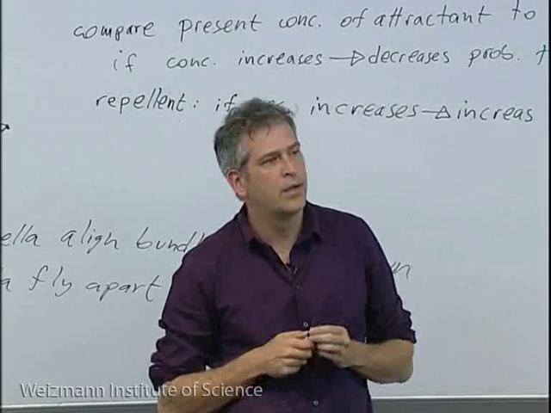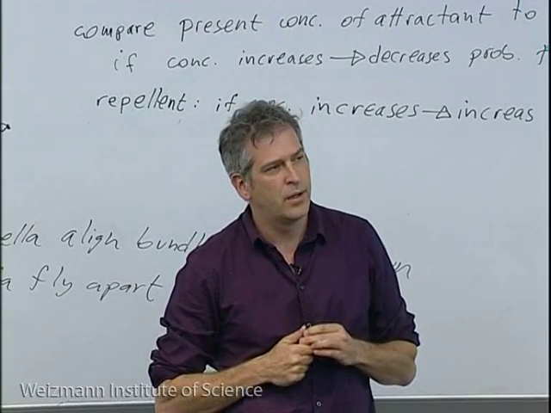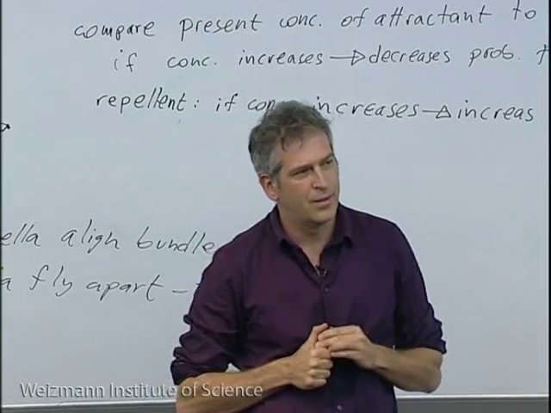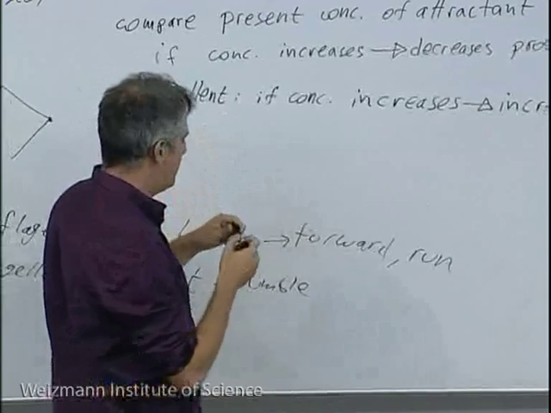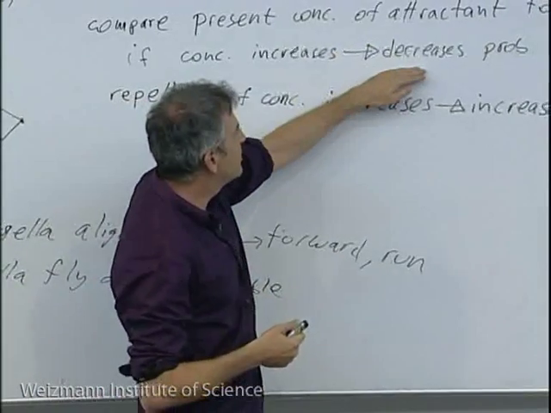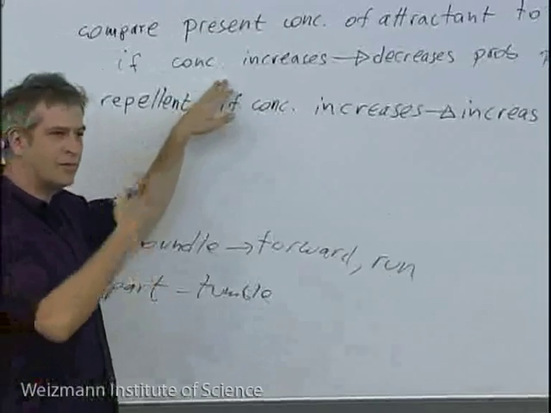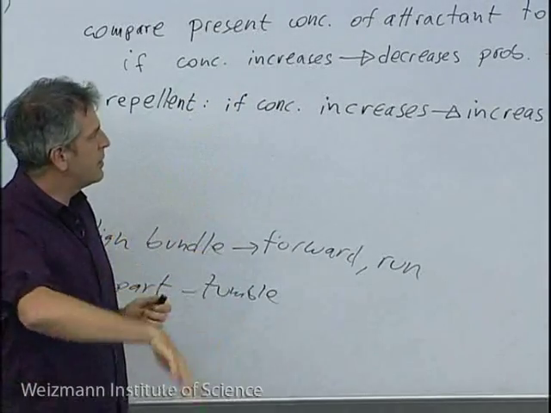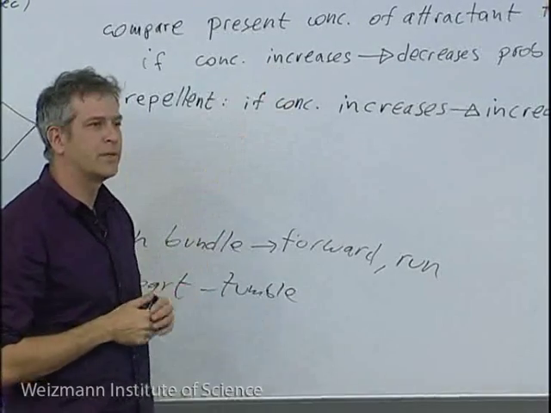Is it linear? I mean, if the increase in concentration of the attractant is very big, will the probability difference be bigger? Or is it just a yes, no? So the question is, how does this decrease in the probability to tumble depend on the increase in attractant? It's a kind of an S-shaped function, and we'll talk about that also.